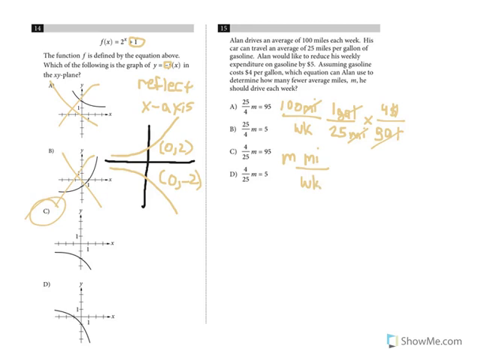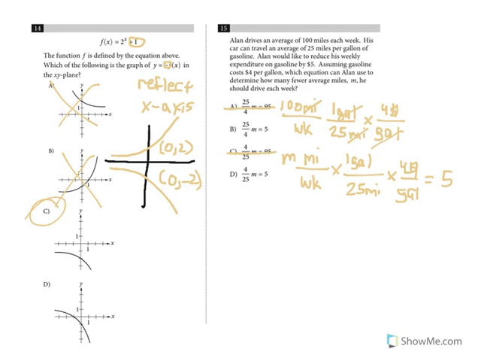miles per week times 1 gallon is going to take him 25 miles times $4 per gallon, gal. We want that to equal 5. All right, the other two, equaling that 95 doesn't make sense. All right, we're trying to reduce it by $5 per week.